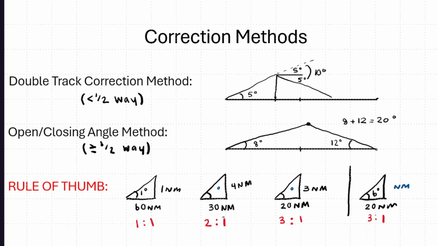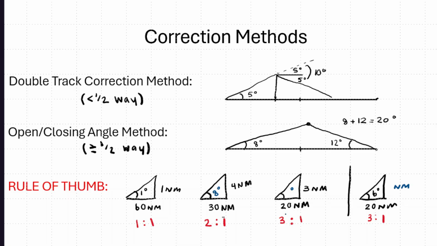Well, let's think about our ratio here. How many times can 30 fit into 60? Well, 60 divided by 30 is 2. So we know that's a 2 to 1 ratio. So the way that you can figure out how to fill in the missing blank in this triangle is now that you know that ratio, we're going to multiply 4 nautical miles by 2, and this tells us that we have drifted 8 degrees.